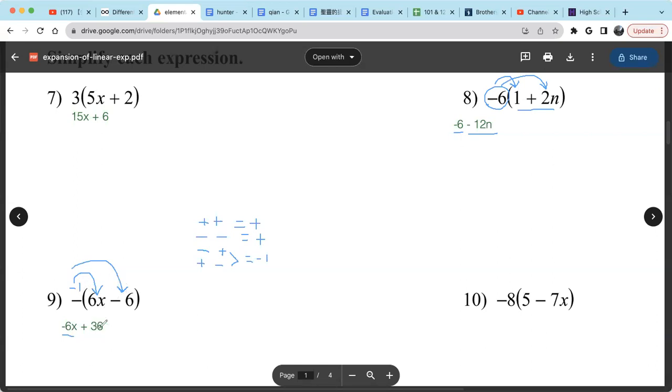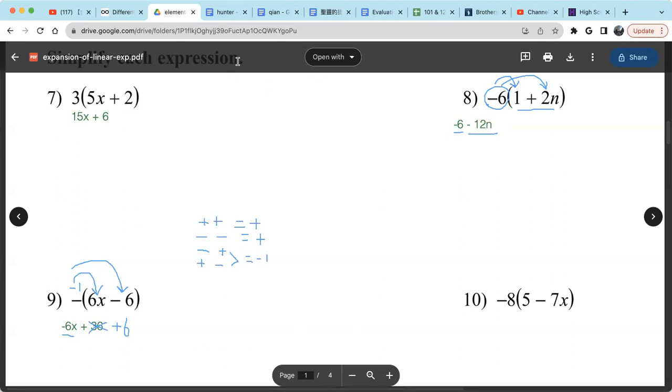Oh, I made a mistake. Where did I get 36? Maybe you found my mistake. Negative 1 times negative 6, that's a positive 6. I don't get 36. I made a mistake. Yeah, I often make mistakes. Sometimes if I don't find it myself, maybe you can find it for me.